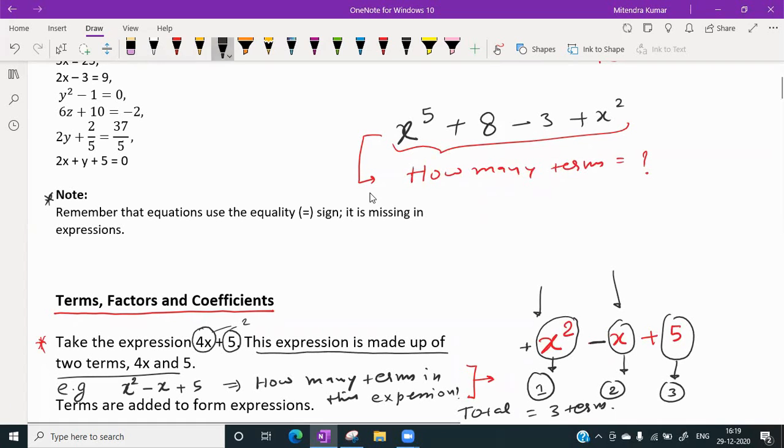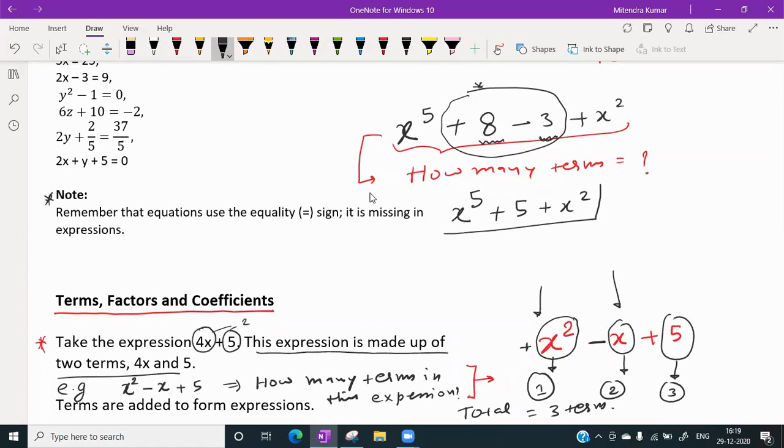यहाँ पे अगर आप देख रहे हो 8 है और -3, so you know how to subtract, right? ये numbers हैं. Can you simplify it? Yes, you can simplify it, and you can write like this. Now you cannot simplify it further. अभी इसको simplify नहीं कर सकते ना? Can you simplify it? No. So now you decide how many terms. That is 3. 3 terms total.